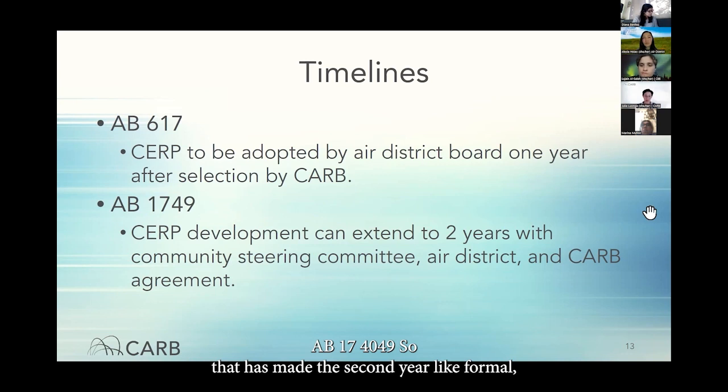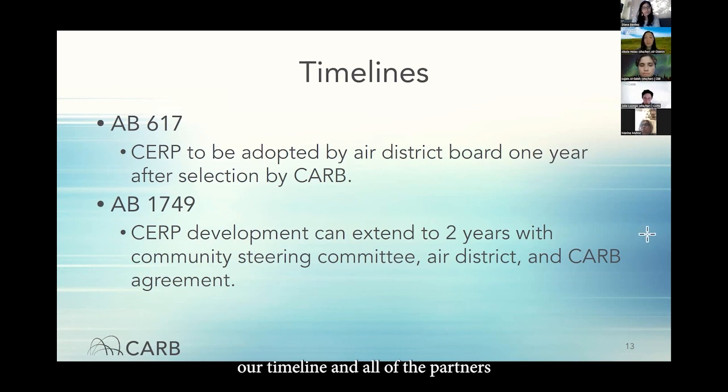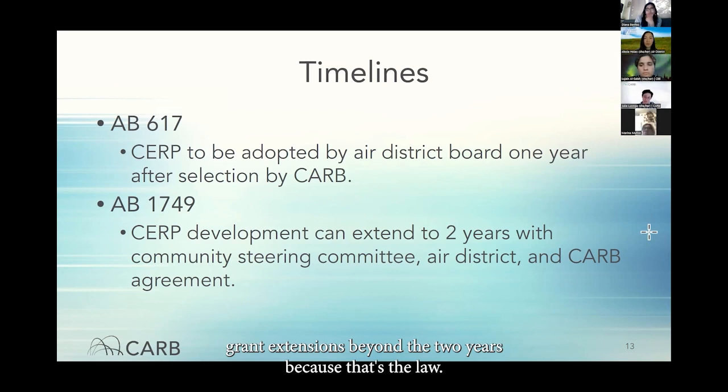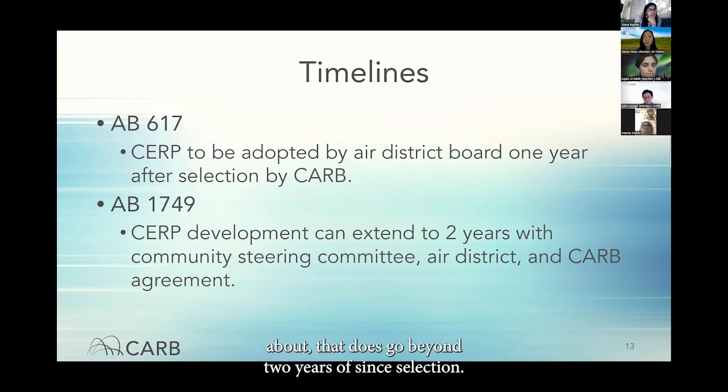That has made the second year formal, but the process looks the same: the CSC and the air district submit a letter to CARB saying, here's our timeline, and all of the partners agree and are on board with it. CARB's response is that we can't grant extensions beyond the 2 years because that's the law. In the case of you all, based on the timeline that Alicia just talked about, that does go beyond 2 years since selection. But what we can do is acknowledge that we're seeing a process where all the parties involved are on board, and that we support everybody being on the same page.